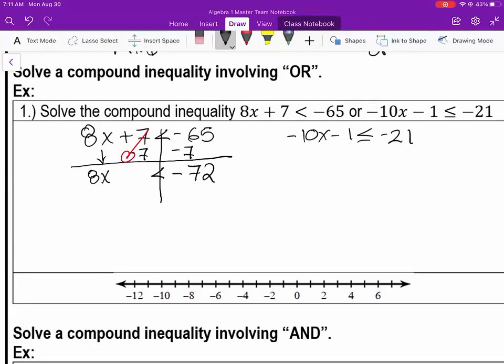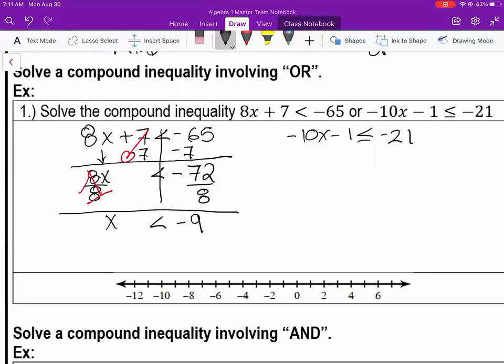Remember, if you have trouble with the negatives, just go ahead and grab your calculator. Anyways, last step. The 8 and the x, they're multiplying each other. So what is the opposite of multiplication? That's going to be division. So I'm going to divide both sides by 8. 8 divided by 8 equals 1. So I'm left with x is less than negative 72 divided by 8, which is going to be negative 9.